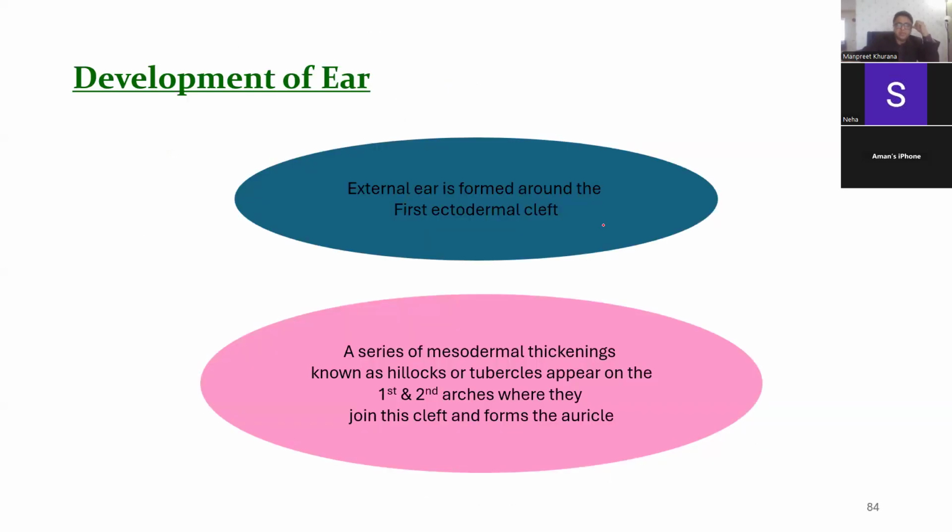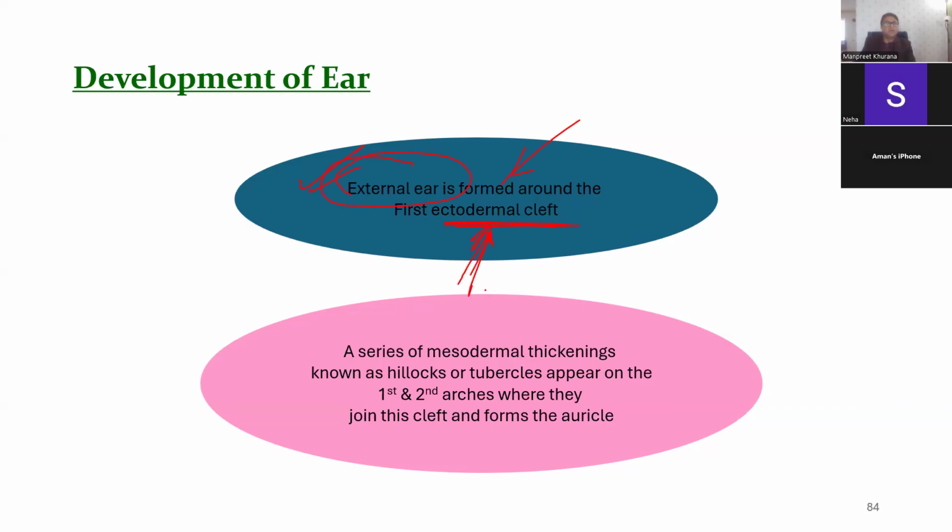Now, development of ear. Let's see that the external ear is formed from the first ectodermal cleft. You remember, Neha, when we were talking about the first ectodermal groove or the cleft? The outer layer. So the external auditory meatus is formed from the first ectodermal cleft.